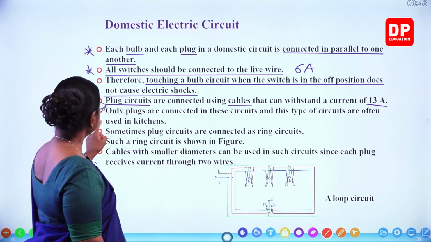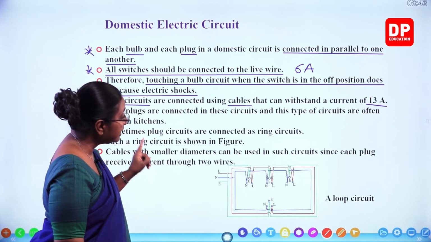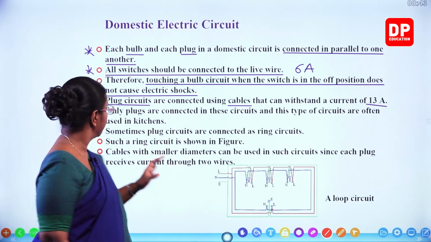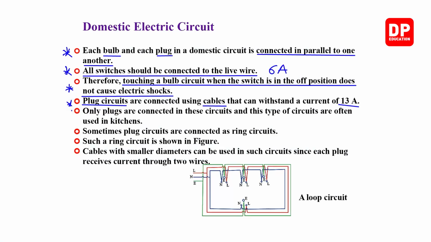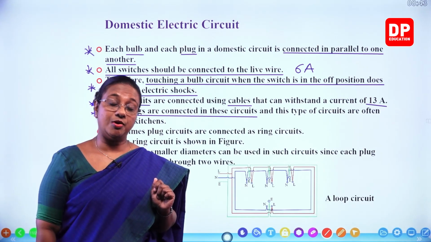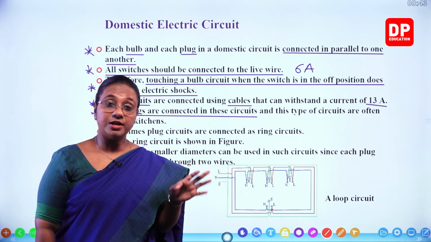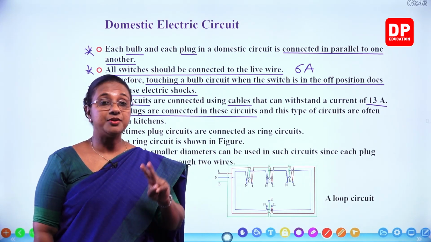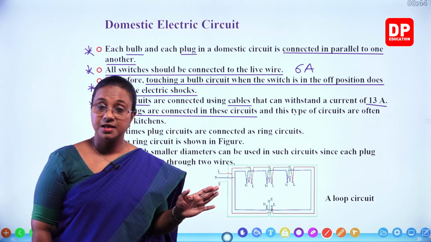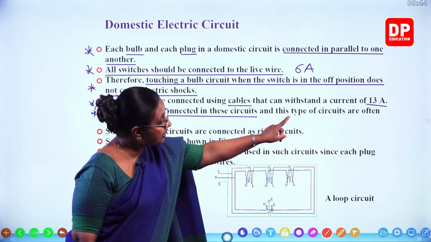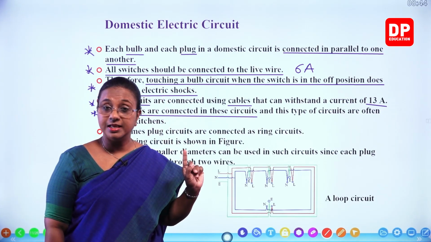Then you can see only plugs are connected in these circuits, and this type of circuit is often used in kitchens. So why only plugs? Only plugs are connected in these circuits. This is also something I have mentioned to you. In a lighting circuit or a lamp circuit, you have light bulbs and you can have two plug sockets that draw a maximum current of 6 amperes. There the current limit is less. But here, the maximum limit is 13 amperes.